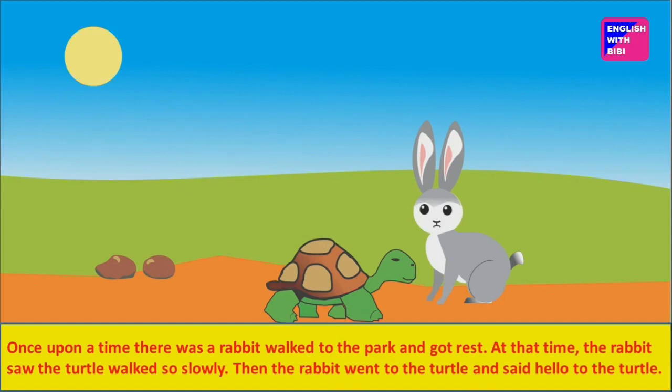Once upon a time, there was a rabbit who walked to the park and got dressed. At that time, the rabbit saw the turtle walking so slowly. Then, the rabbit went to the turtle and said hello to the turtle.